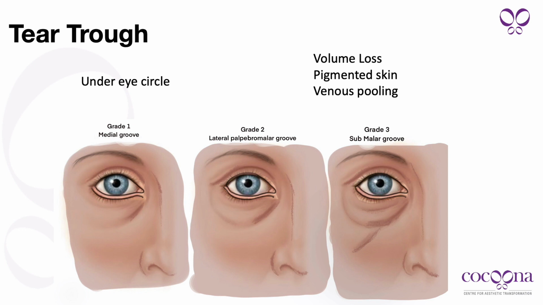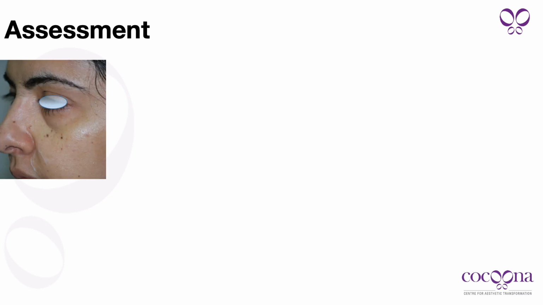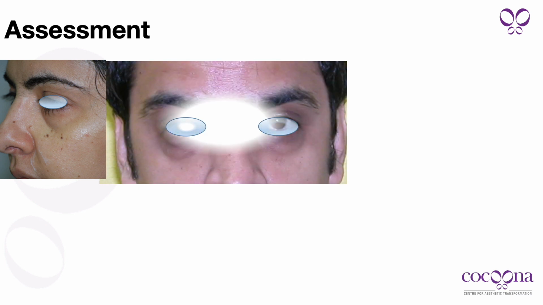It's called submalar groove. So how to assess the under eye region or the tear trough problem? This particular patient has typical tear trough deformity, grade 1 or grade 2, with medial groove and palpebromalar groove, but the skin color is normal. The reason for this groove is loss of volume in the anterior cheek, in the infraorbital region or the orbital rim.